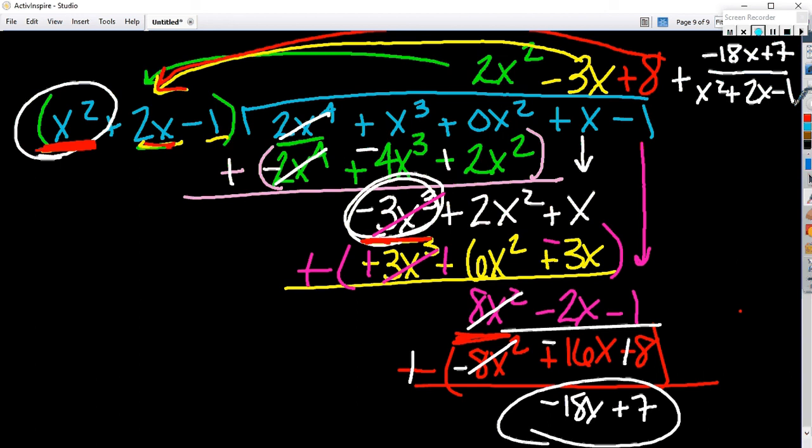So do you write it like so, then is your answer like 2x? The answer is everything up top now. 2x squared minus 3x plus 8 plus negative 18x over the divisor. And we just leave it like that? That's the answer. Let's do one more together.